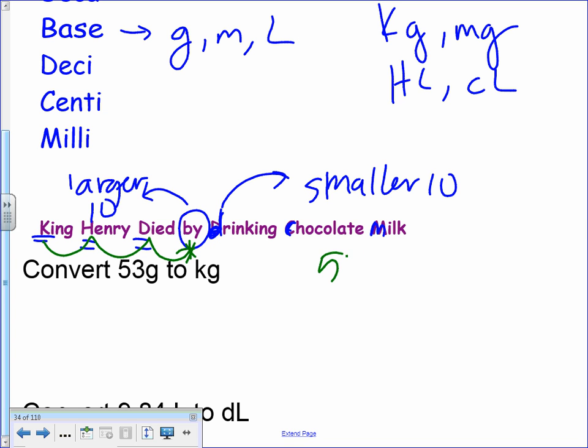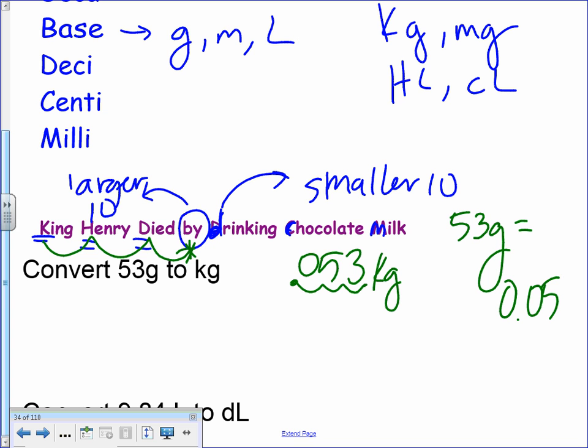So you take your 53 grams. Where's the decimal at currently? Behind the 3. Okay, and you go 1, 2, 3, replace the decimal there, 0 kilograms. So what that means is 53 grams is equal to 0.53 kilograms. So that makes sense though. How many grams are in a kilogram? 1,000, right? So 1 kilogram is huge, which is 1,000 grams. So 53 grams ain't even touching that. That's not even a full kilogram, so it makes sense.